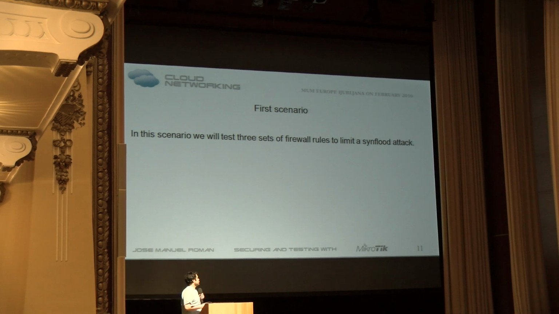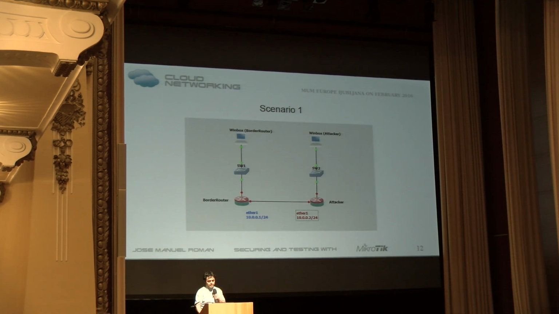Let's go to the first scenario. In this scenario, we will test 3 sets of rules to limit a SYN flood attack. Here is the scenario. On the right, we have the attacker, and on the left, we have a border router. The attacker will use a SYN flood technique, and the attacker has layer 2 connectivity. You can see it in the picture.